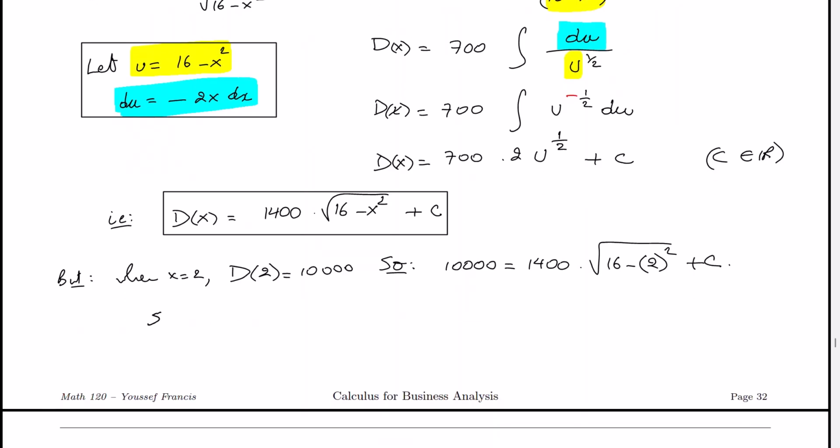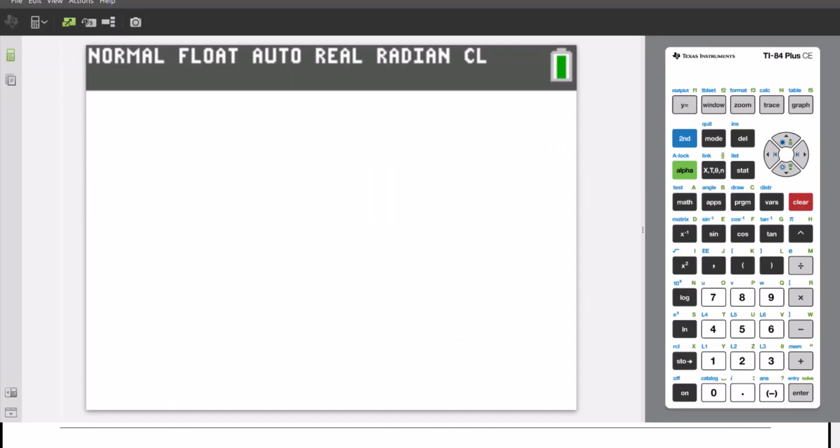So what exactly is c? The c is going to be the 10,000 minus all of these things. So it's 10,000 first minus, well, let me see, 16 minus 2 squared. 2 squared is going to be 4. 16 minus 4 is going to be 12. So I'm just going to write 1400 square root of 12. And we can use our TI calculator to estimate the value of this. So let's go ahead and do that. I've got the 10,000 written first, and I need to subtract from it 1400 square root of 12.